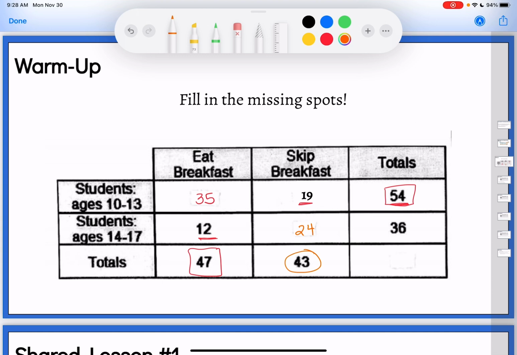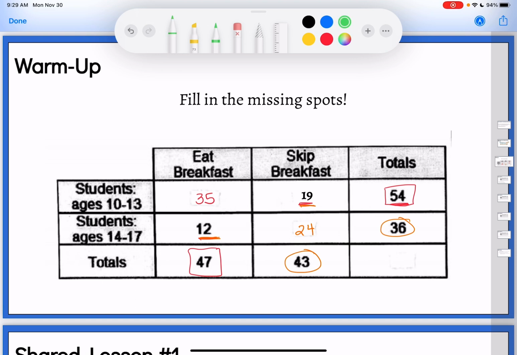Or you could go across this way, right? I know that I have to have 36 total students who are aged 14 to 17. I know that 12 of them eat breakfast, so 12 plus how many has to equal 36? 12 plus 24 equals 36. So you got 24. You could do it either way to fill in that middle box there.